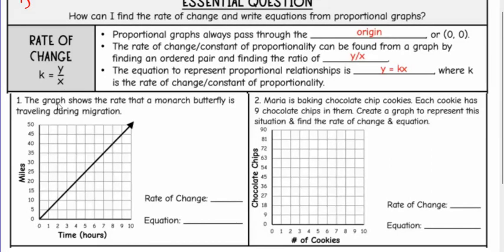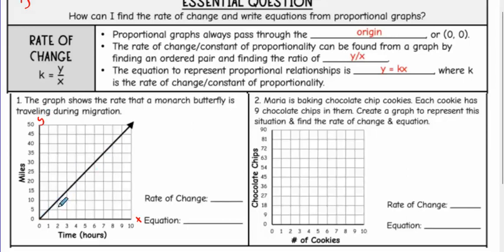All right, so the graph shows the rate of change that a monarch butterfly is traveling during migration. Okay, it's very important that you look at the titles of the graph. So if you look at the titles here, my x values represent the time. My y values represent my miles. So the first thing I need to do is find some points on the graph here.